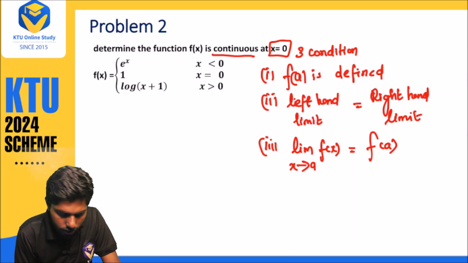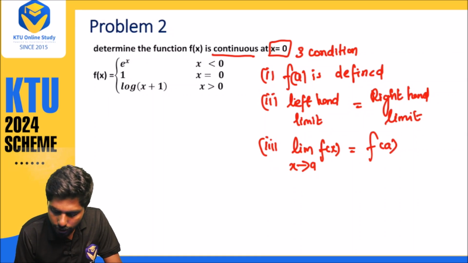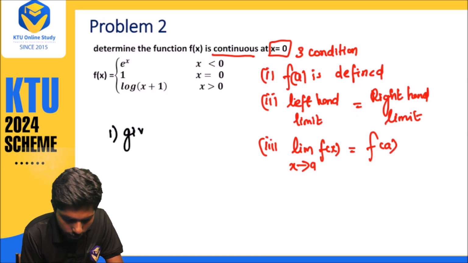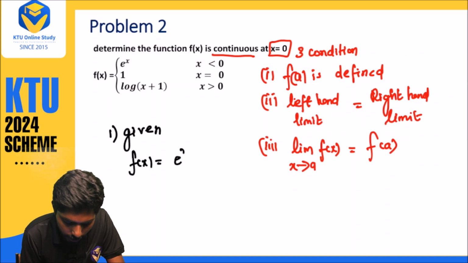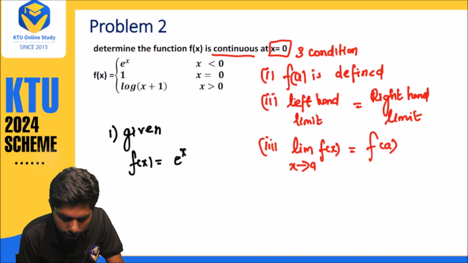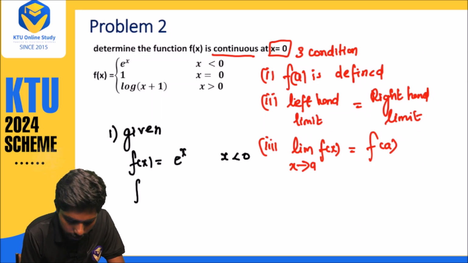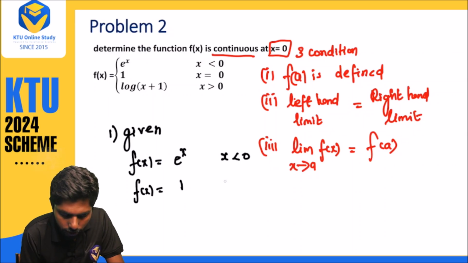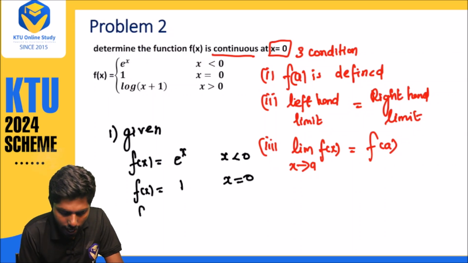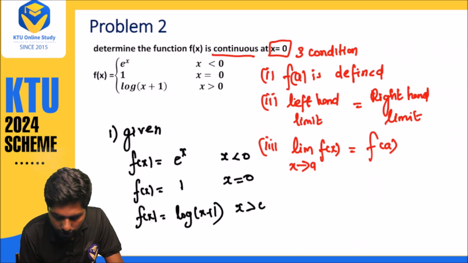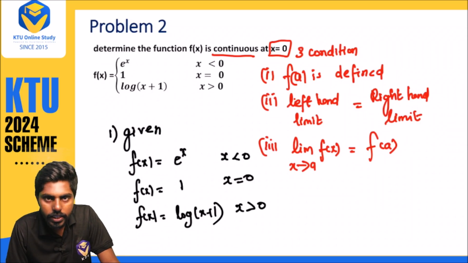So what have they given? First thing, you want to write the given. Given f of x is equal to e to the x when x is less than 0, then f of x is equal to 1 when x is equal to 0, and f of x is equal to log x plus 1 when x is greater than 0. So these are the three pieces they have given.